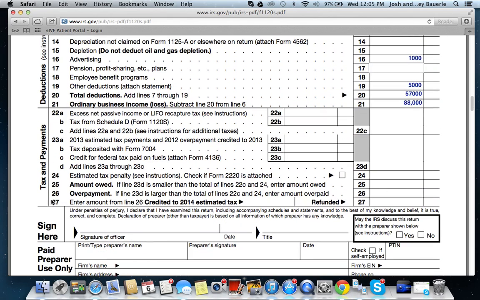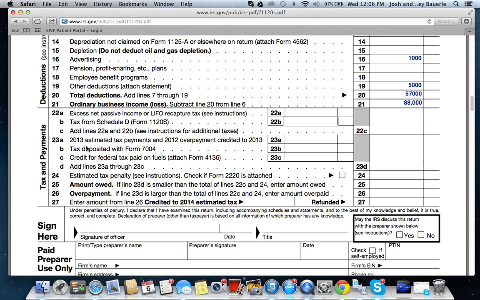All right, so now we're going to get down to even more confusing items here. This 22A, excessive net passive income or LIFO recapture tax. If you have to fill that out, you're not going to be filling this out by yourself, okay? So don't worry about that. Tax from Schedule D, same thing. If you have something coming from there, you're probably not filling out this form by hand. Don't worry about it.